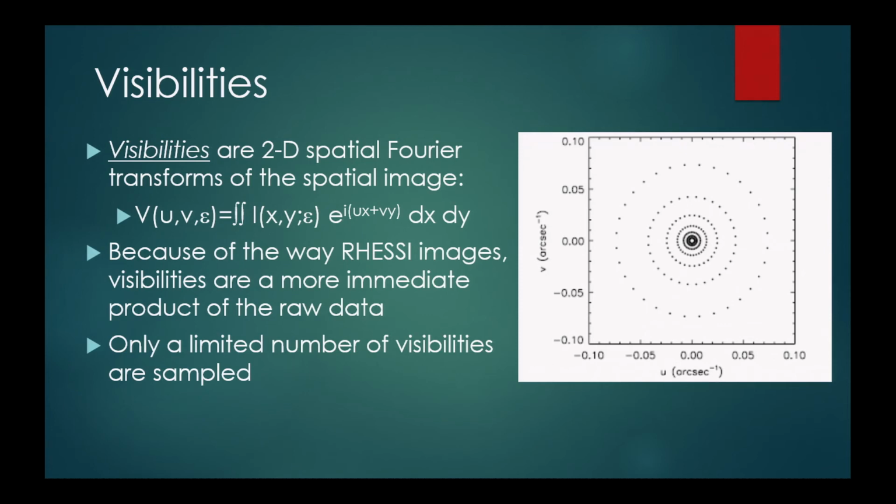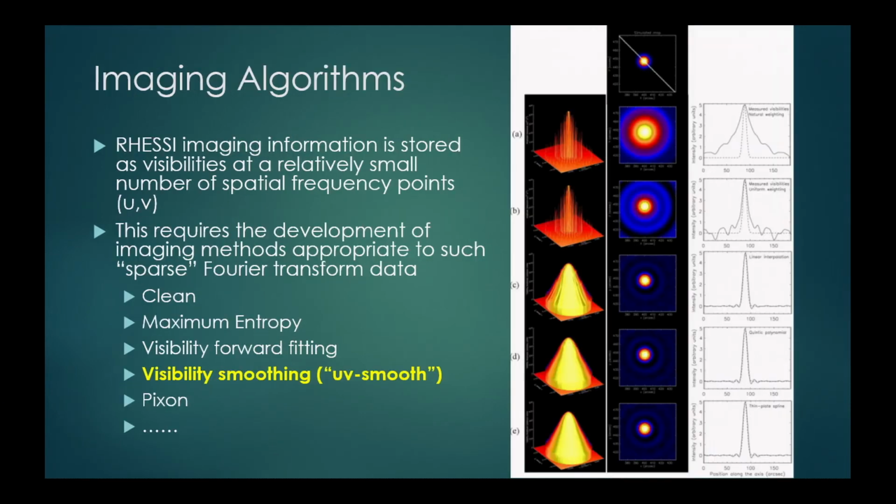For radio astronomers, this is a very sparse set of data. They are used to having millions of visibility components. We have about 100. And so we had to develop some clever algorithms to take sparse Fourier data and turn them into images. Here's just one. It's called UV smooth. The picture here, which I hope you can see, is basically just a bunch of delta function spikes, which are the Fourier components we actually measured.